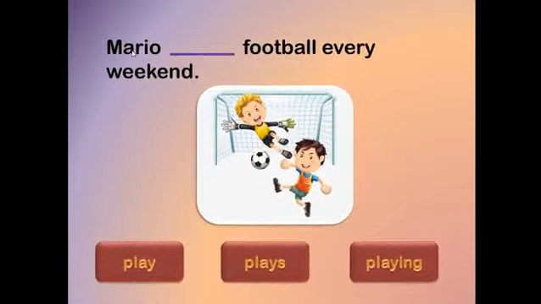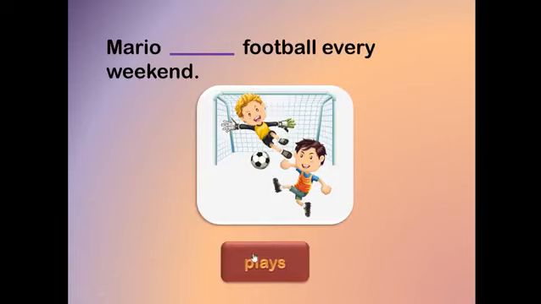Okay. Mario something football every weekend. Now here I have a keyword every, so I use the present simple. Now Mario here, my subject is a he. So can I say Mario playing? Is this even the present simple? No. Mario play like that? No. So Mario plays. Why? Because here my subject is a he, and my verb ends with a vowel plus y. So if my subject is a he, she, or it, and my verb ends with a vowel plus y, I simply add an s in the present simple.